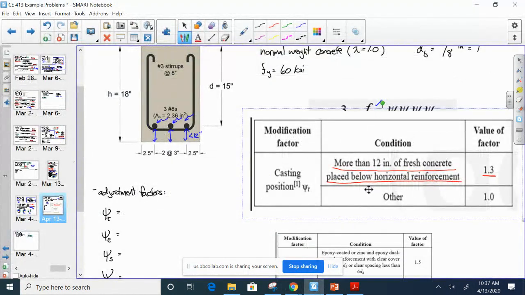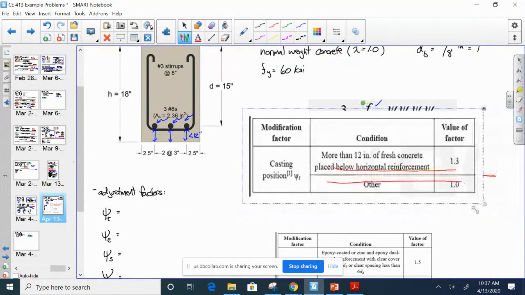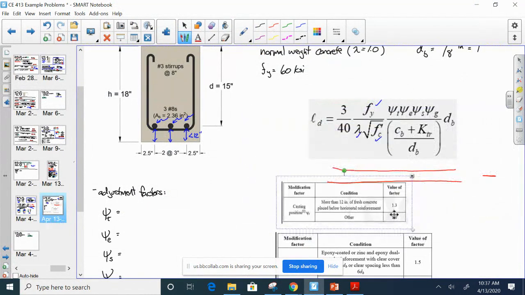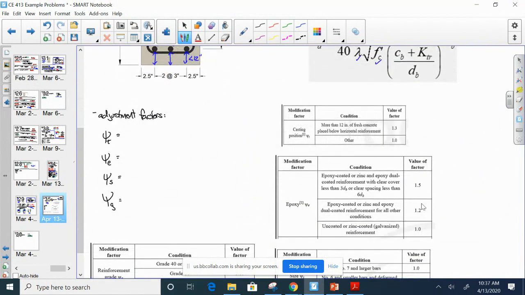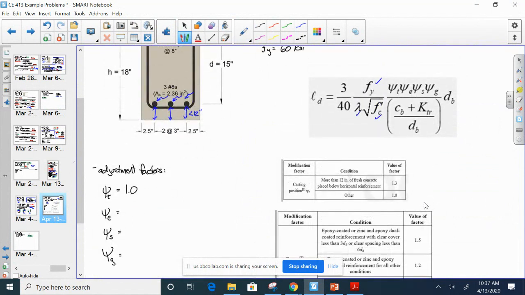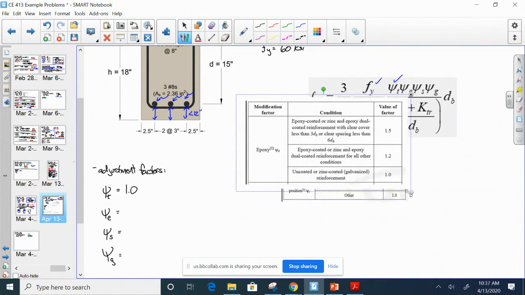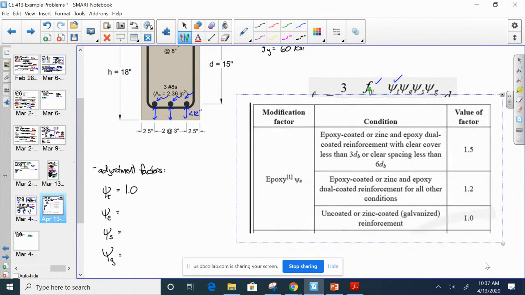So there's that one. I'm going to make that a little smaller and put that down here. Now let's go back here. This is 1.0 because they're bottom bars. So we've got this one taken care of. Now what about the epoxy coated bars? If you remember, here's the table, and the table lists three factors for the bar coating condition. But at the beginning of the problem, we said that these were uncoated bars. So this is 1 as well.